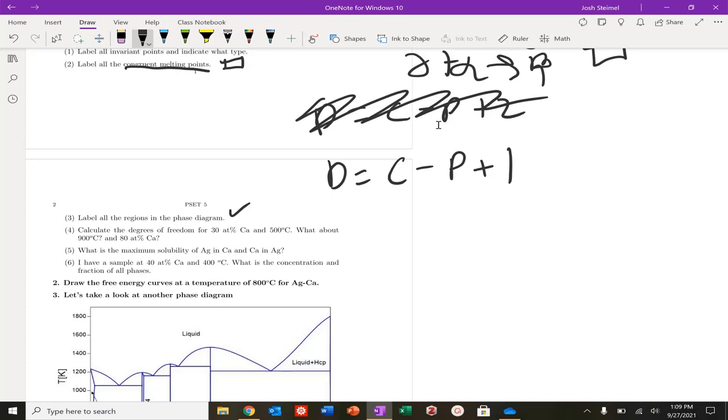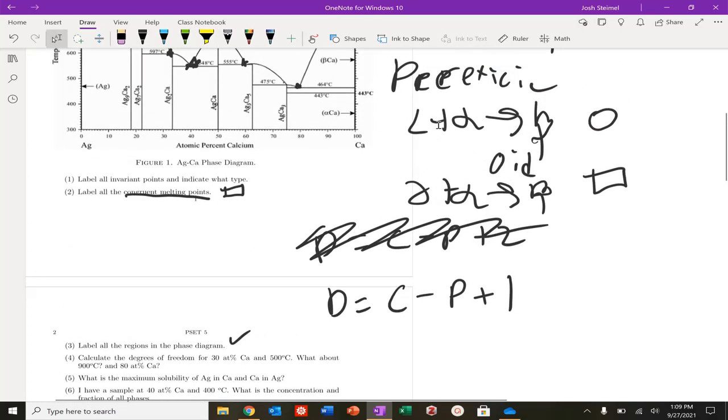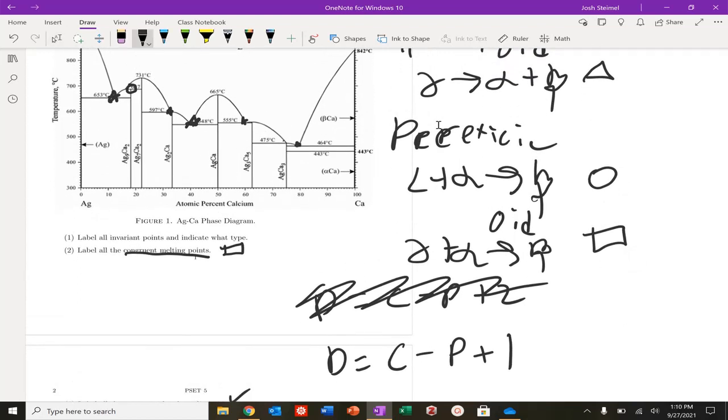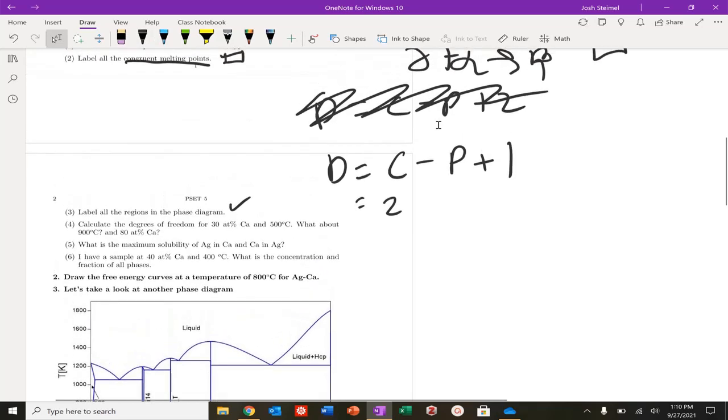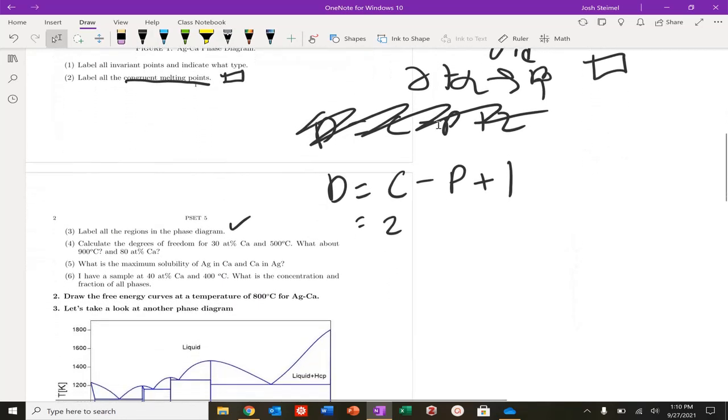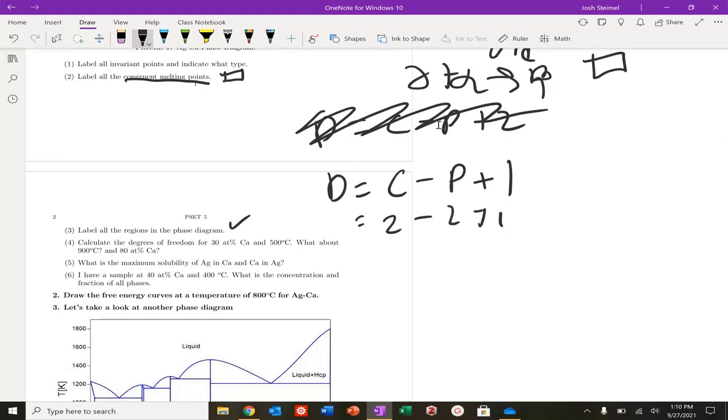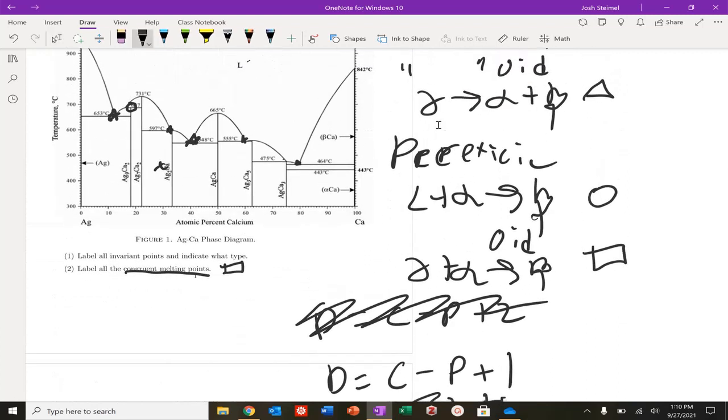So let's do the degrees of freedom at 30% calcium and 500 C. So I'm at 500 C, 30% calcium, so I'm right here. How many phases am I in? I'm in this two-phase solid region. My components are always 2, because what am I mixing? I am mixing silver, Ag, and calcium, minus 2 plus 1. So I have 1 degree of freedom here. Does that make sense? If I change temperature, if I go up or down in temperature, I'll basically move out into these two-phase separated regions. So if I change temperature, my x-axis, my composition, is fixed.